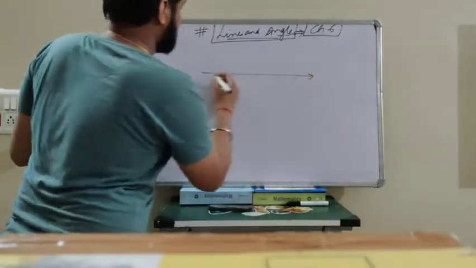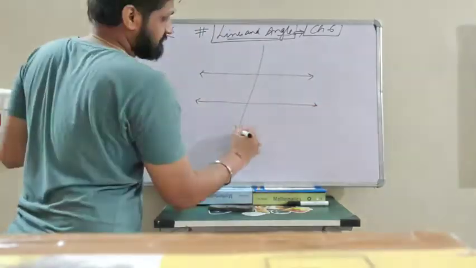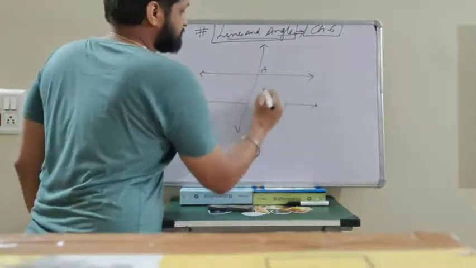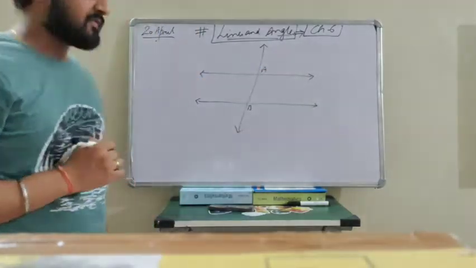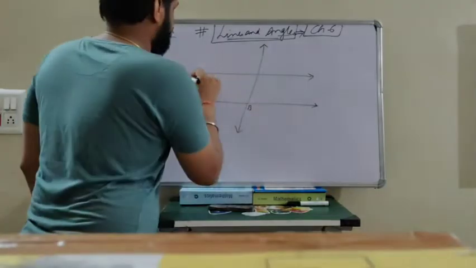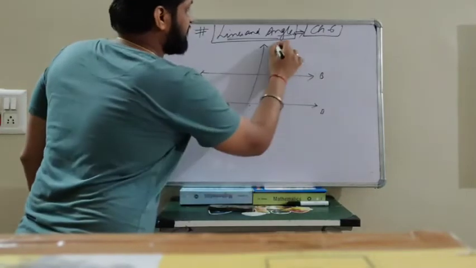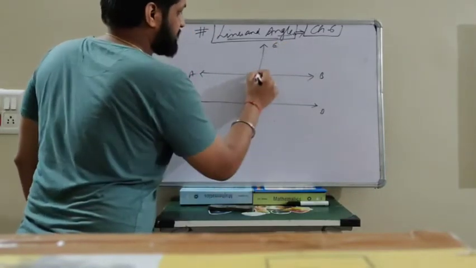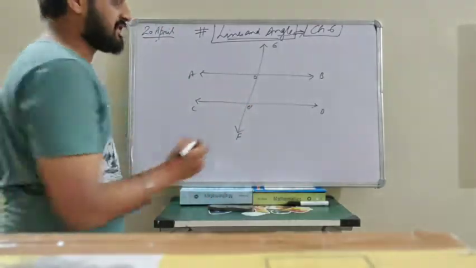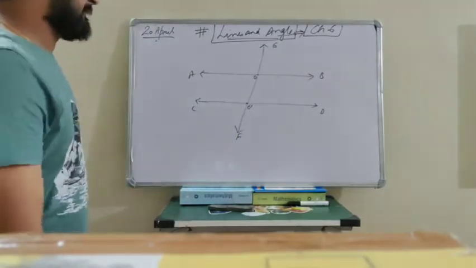Now here are the two lines and a transversal that intersects at point A and B, you can say. Okay, now let's first of all discuss, here it is line AB, here it is line CD, it is line EF, and two points, for example this is O and this is O dash. Okay, these are the two points at which these two lines are intersected by the transversal EF.